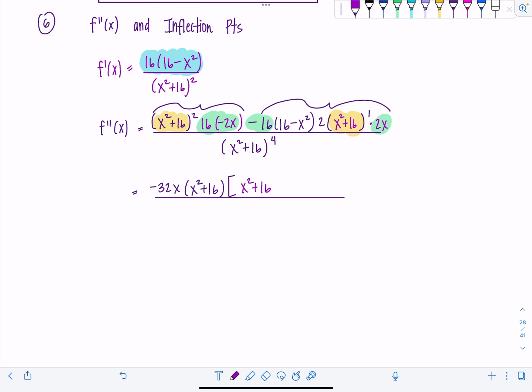What's left in the second term? I took out the negative. I took out the 16. I took this out. I took this out. All that's left is a 2 and a 16 minus x squared, and it's not even negative anymore.